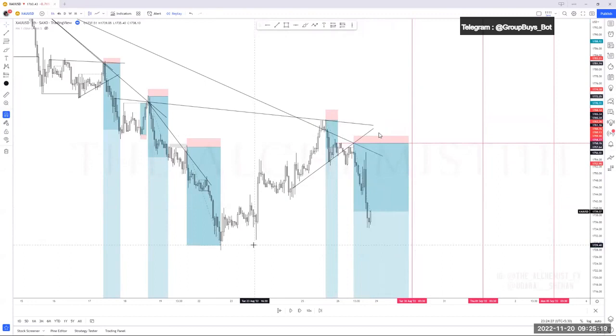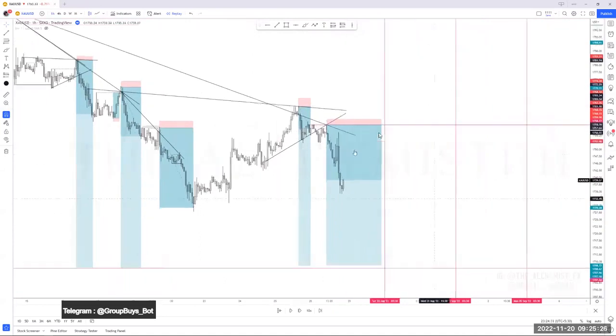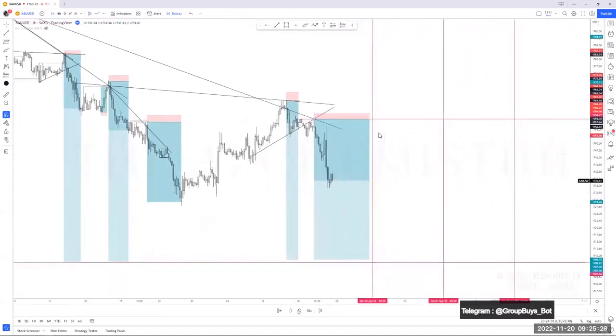Just to show you that these are not hindsight stuff. You see that, right? Tap, and then it starts to drop. Very clearly it starts to fall. So there it comes.